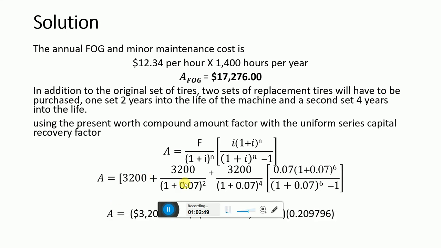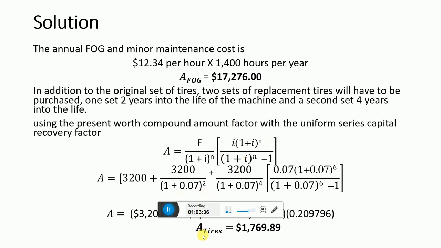So just simplifying this, we get 3200 plus 2795 plus 2441, and we have to multiply it with 0.2097. So we get the annualized tire cost as $1769.89. To annualize the tire replacement cost, these future point in time costs must be made equivalent to the present amount at time zero, and then the resulting amount is annualized according to the 6 years life of the machine. To do this, we have used this formula.